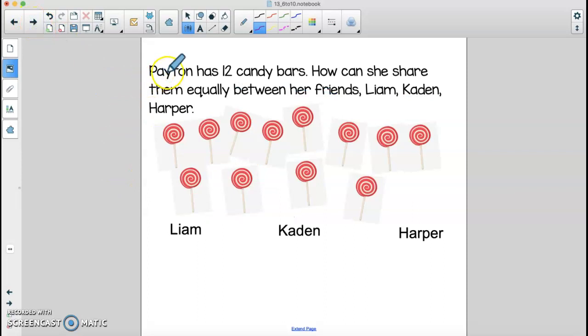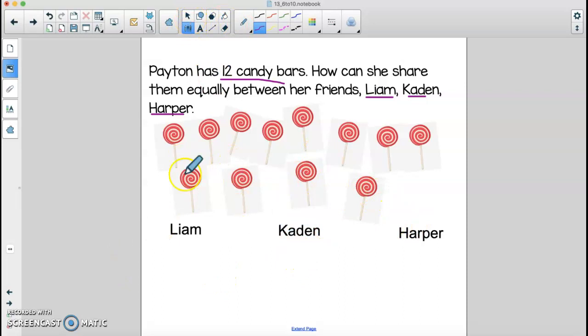So I have a problem here. Peyton has 12 candy bars. How can she share them equally between her friends Liam, Caden, and Harper? So I drew out 12 candy bars that Peyton has, and then she wants to share them so that Liam has some, Caden has them, and Harper has them. But it's not fair if they don't have the same amount. So we have to make sure that each person gets the same amount.